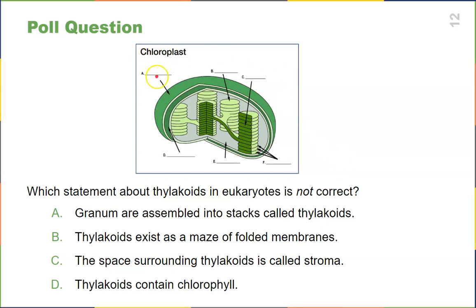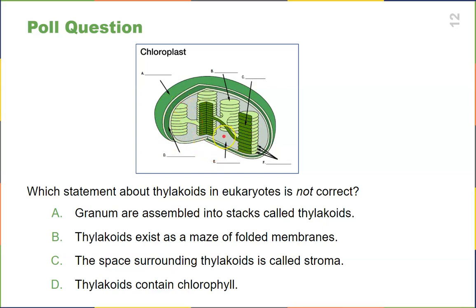All right, so A is the outer membrane. B is granum, so it's referring to the stack. C is the lumen, so that's the space inside of a thylakoid. D is the inner membrane.